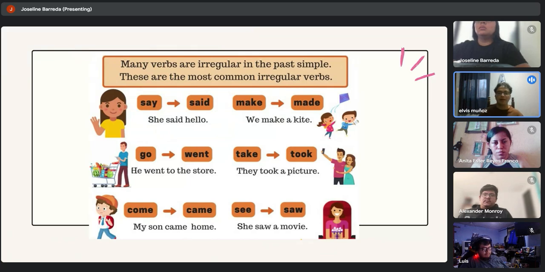Many verbs are irregular in the past simple. These are the most common irregular verbs. For example, she said hello. We made quiche. He went to the store. They took a picture. My son came home and she saw a movie.